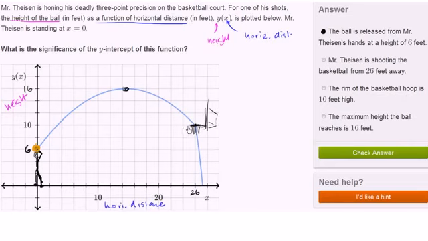The rim of the basketball hoop is 10 feet high. Once again, that's true. You can see it right over there. But that's not the significance of the y-intercept. The maximum height the ball reaches is 16 feet. Well, once again, that is true. But that's the significance of this maximum point on the curve. That's not the significance of the y-intercept. So we'll go with this first choice.